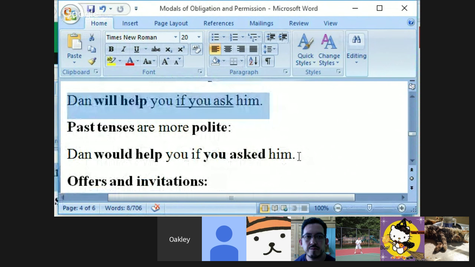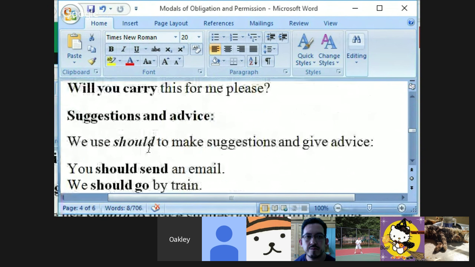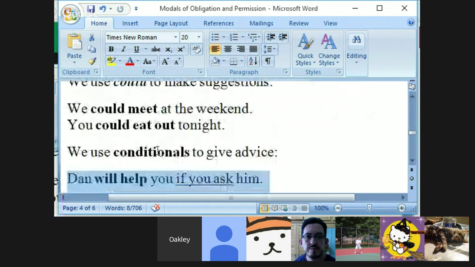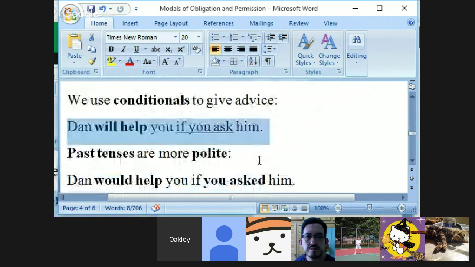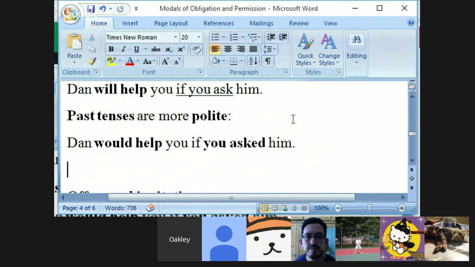Well, maybe we should try this out. All right. Give me some advice. In any of the ways that we looked at, let's try giving advice. Heidi, can you give me some advice about anything? Advice to you? Yeah, sure.